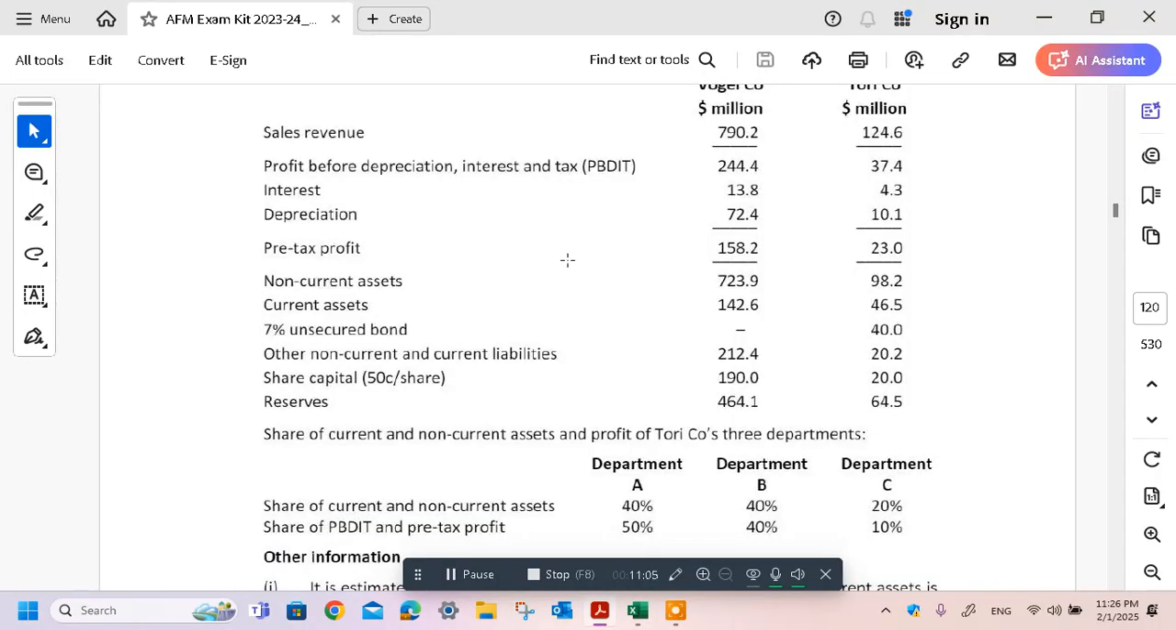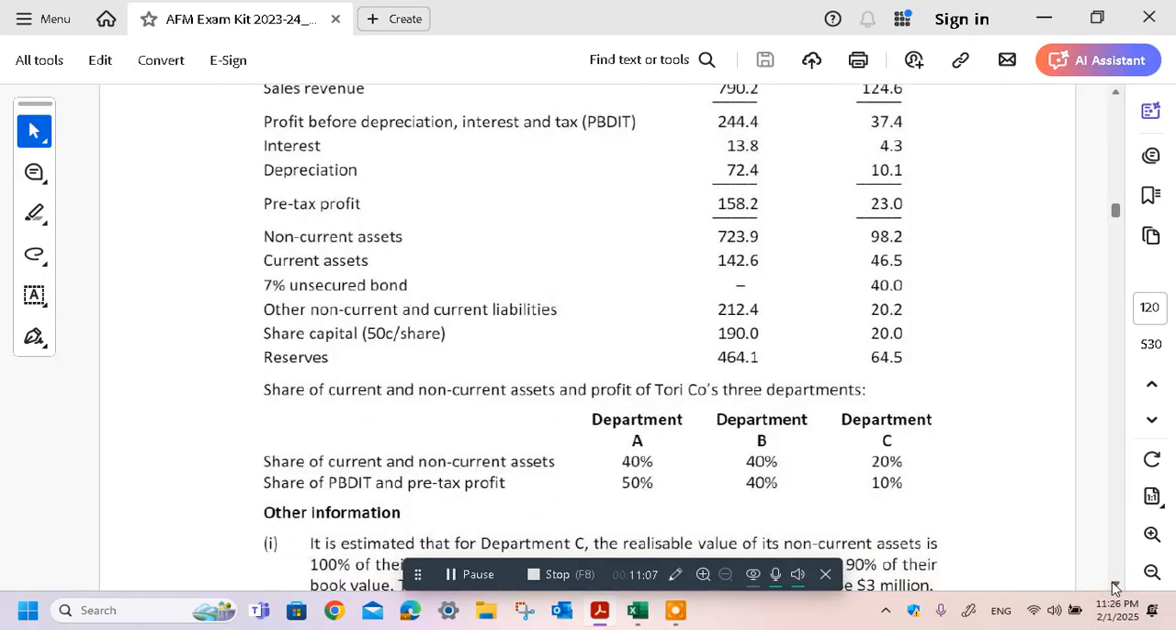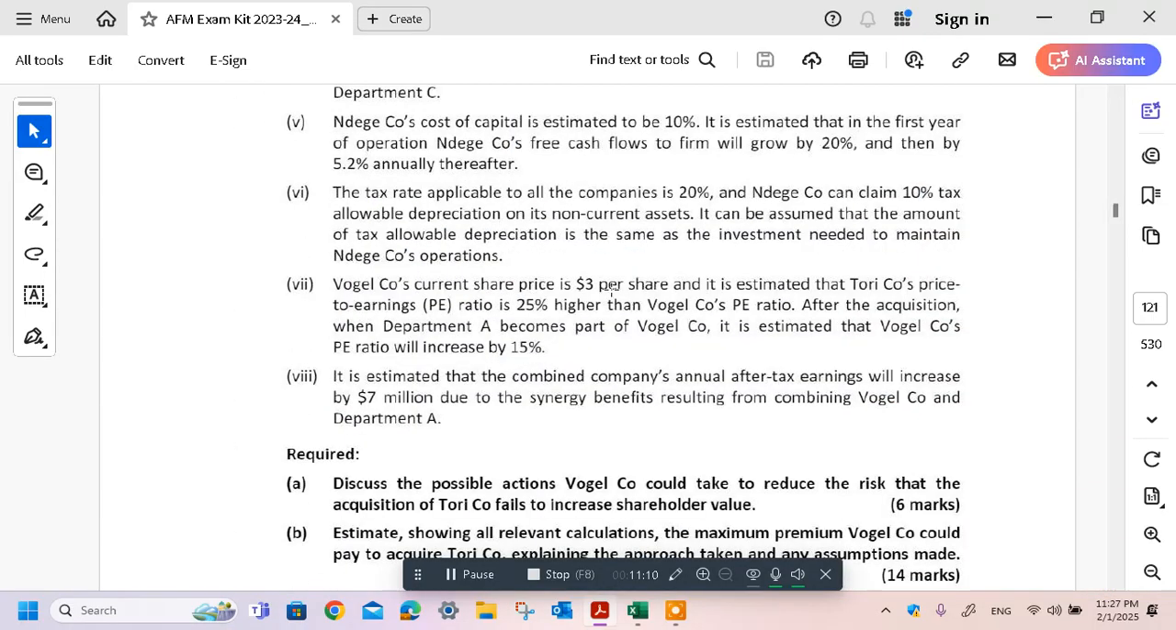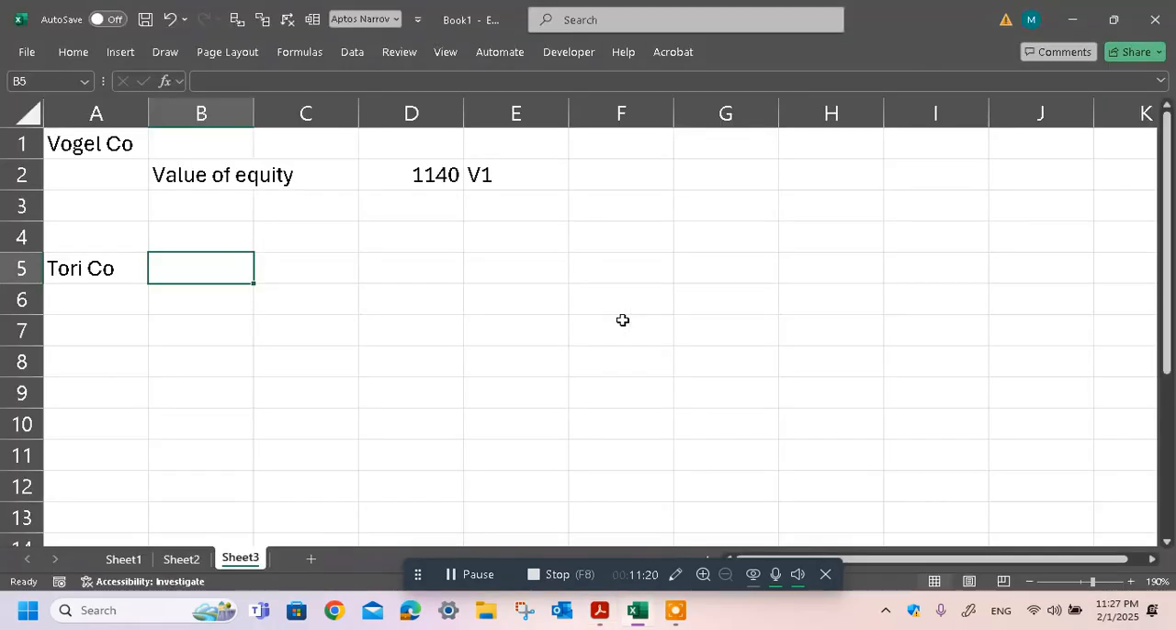Tory Company, the information says here, Tory Company's PE ratio is 25% higher than Vogel Company's PE ratio. So I need to find Vogel's PE ratio now. So I got the value of equity. You know, PE ratio, how do we find it? Either you can do on a per share basis, market price per share divided by earnings per share. If not, you can do it all together. What is all together? Total value of equity divided by total earnings. So I have total value of equity here. Let me find total earnings.